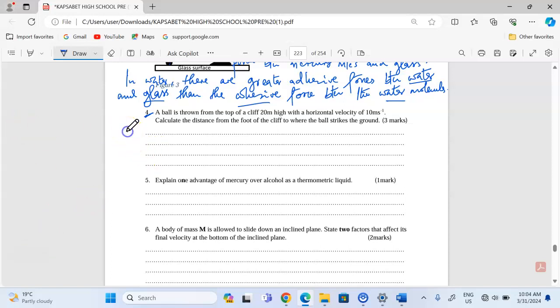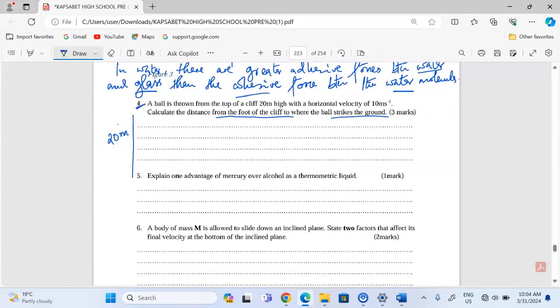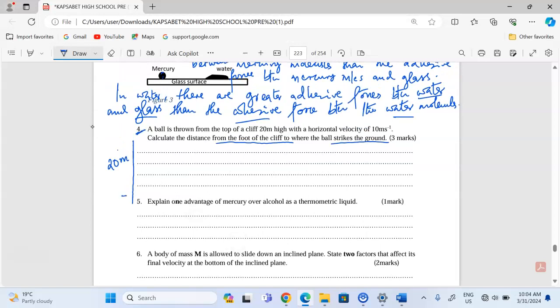All right, let me sketch what is happening here. We have a cliff here, which is 20 meters high. That is the height of the cliff. And now we are throwing a ball with a horizontal velocity of 10 meters per second. And we are to calculate the distance from the foot to where the ball strikes the ground. So the distance which has been explained here is the distance at this point.